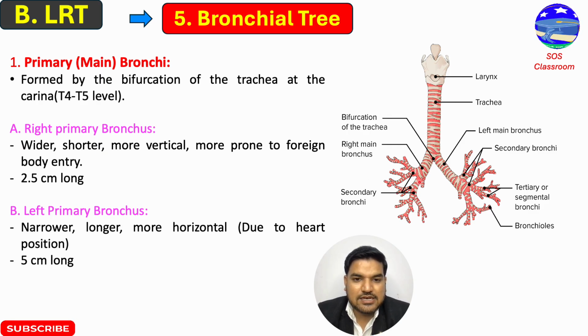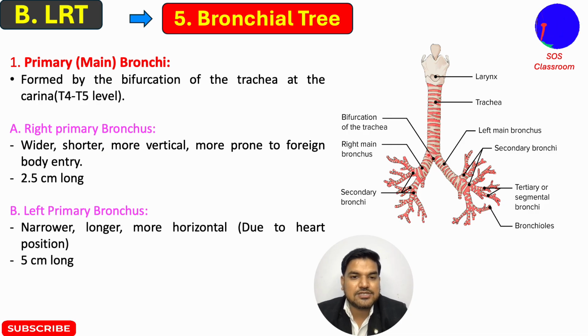Okay, so you can see main bronchi. The main bronchi are formed by the bifurcation of the trachea at the carina. Bifurcation means division of the trachea into two portions at the place of the carina. This is the bifurcation of the trachea at the level of T4 or T5, because the trachea extends from the C6 to the T4 or T5 level. T4, T5 means thoracic 4 to thoracic 5 level.